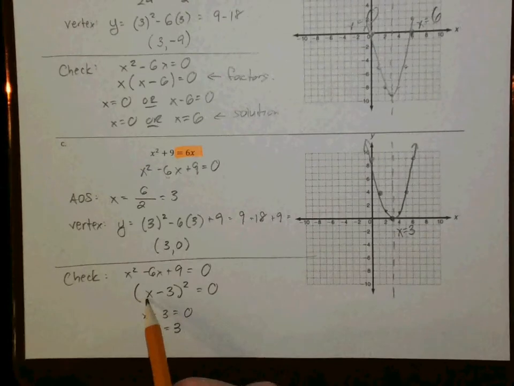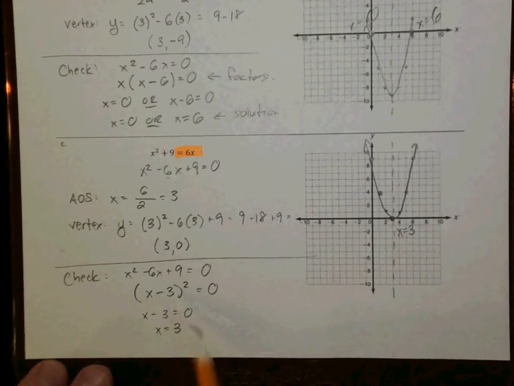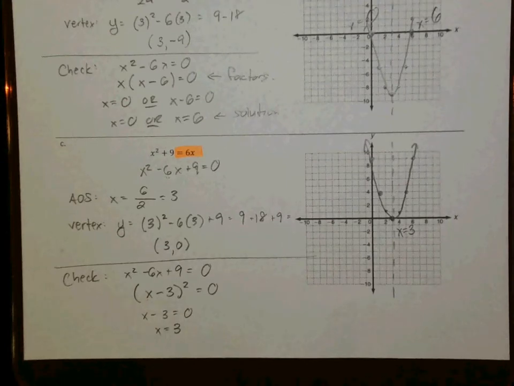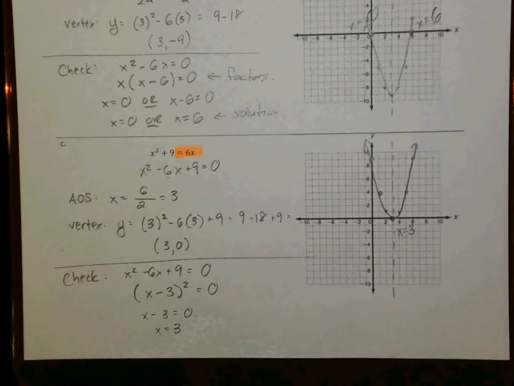So the case where it actually just sits on the x-axis is a case where you actually have a perfect square trinomial. You may not have noticed this and written it as x minus 3 times x minus 3. That's fine. You'll end up with the same place anyway.